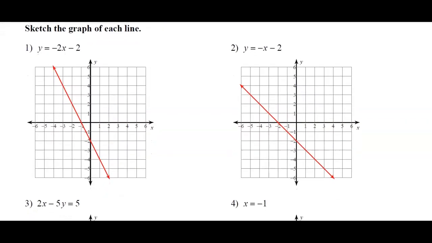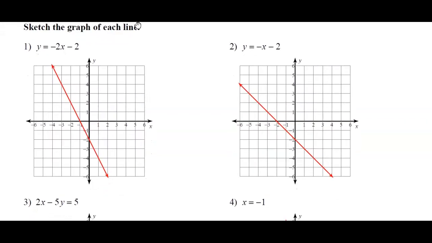We had to sketch the graph of each line. So in number 1, you were starting with the line y equals negative 2x minus 2. In order to graph or sketch that line, you wanted to first look at the y-intercept. The y-intercept is the b-value. So in this case, our y-intercept was negative 2. So the first point you should have plotted on your graph was negative 2.